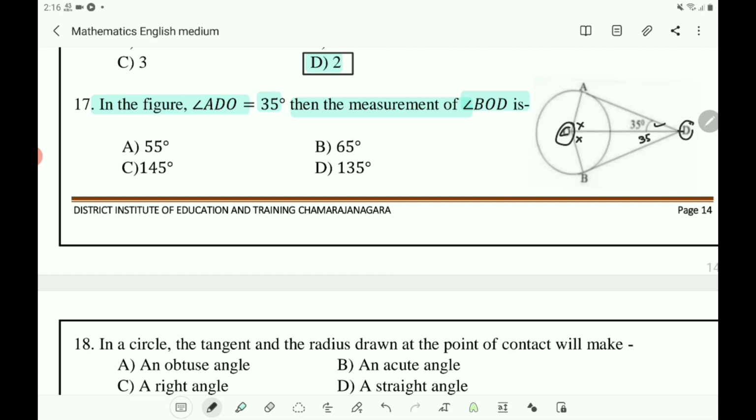This is 35 degrees, and you know that this is the angle between the tangent and the radius at the point of contact. Then what is the measurement of angle BOD? Here you know that the sum of these two must be 90 degrees. 90 minus 35, that is how much? 55 degrees. Answer is option A, 55 degrees.